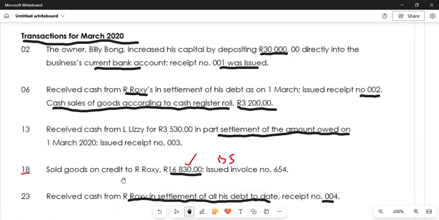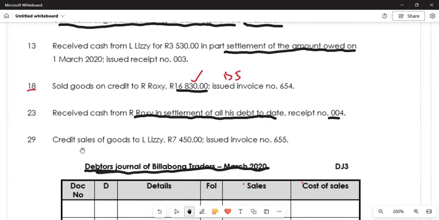That is for Roxy. What about for Lizzie? If you can go to the credit sales, once we say credit sales, it shows that we did sell our goods on credit to Lizzie amounting to what?